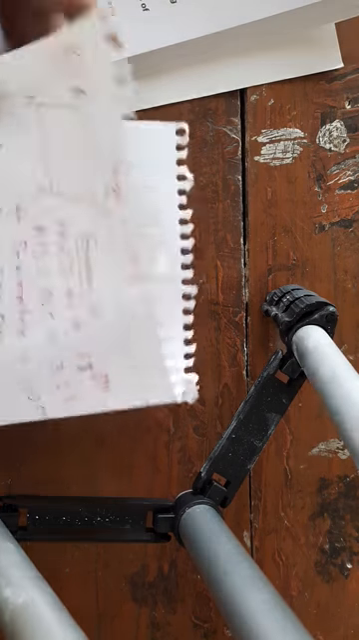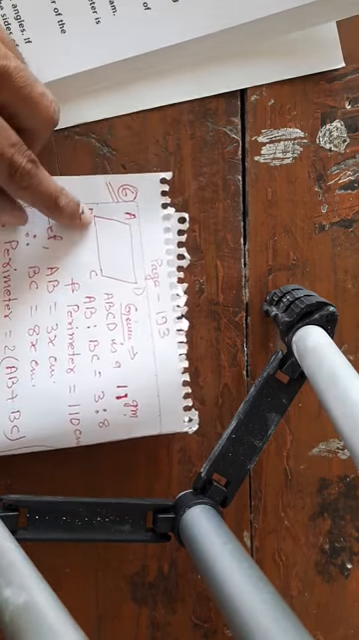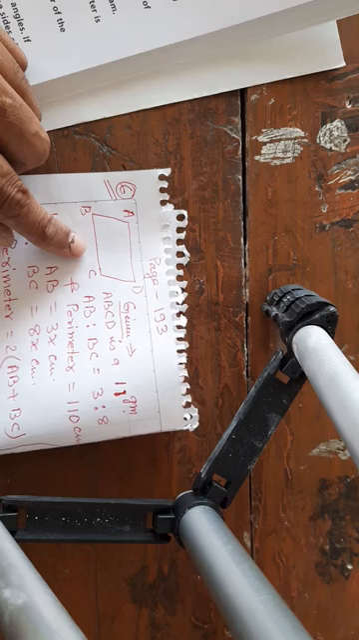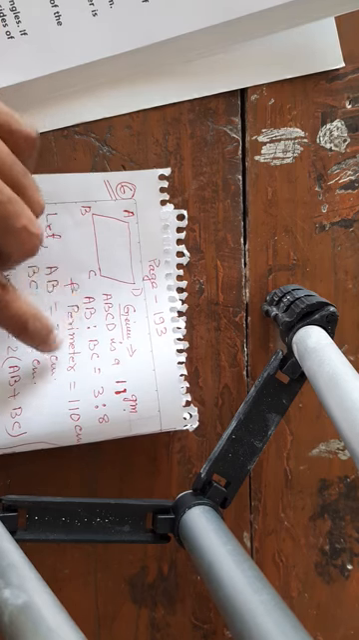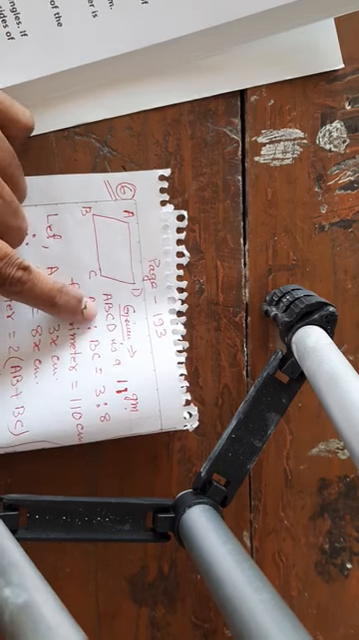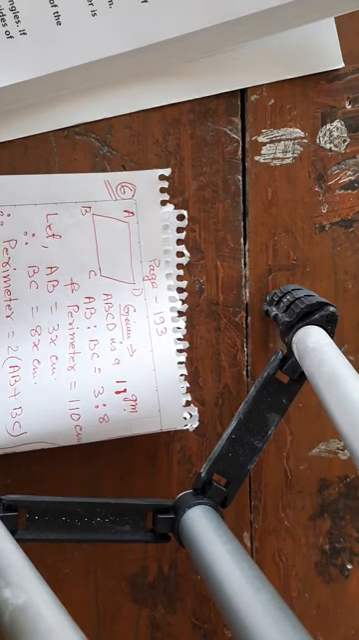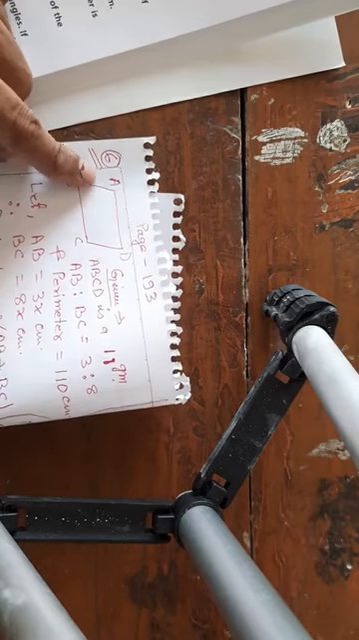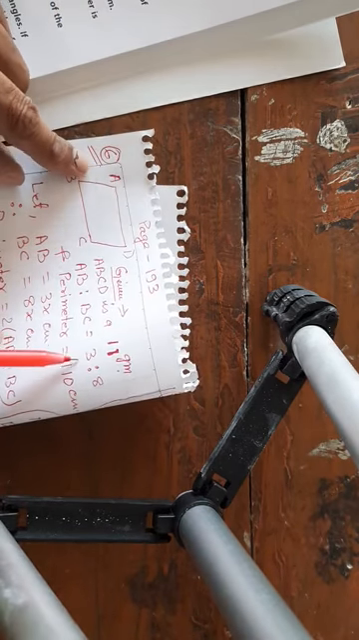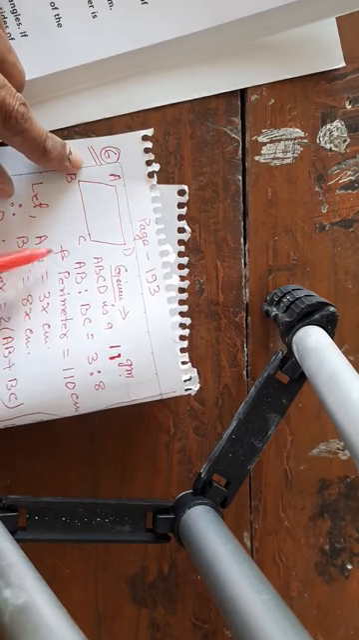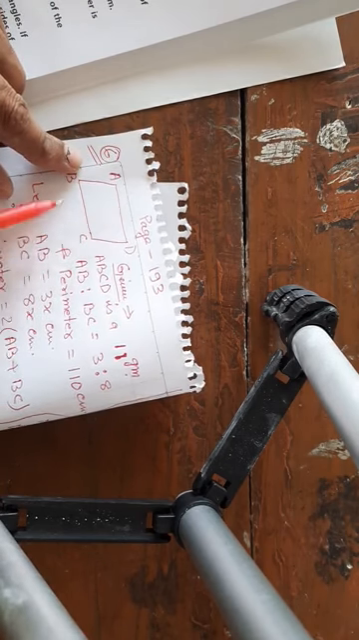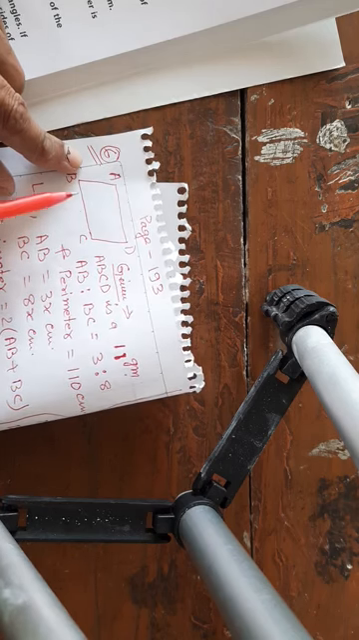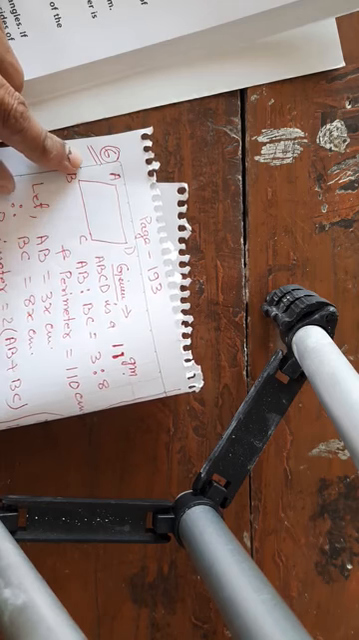Here in this figure, ABCD is a parallelogram. Given ABCD is a parallelogram, AB is to BC 3:8 and its perimeter, length of boundary, 110 centimeter. We have to find the length of each side of the parallelogram.